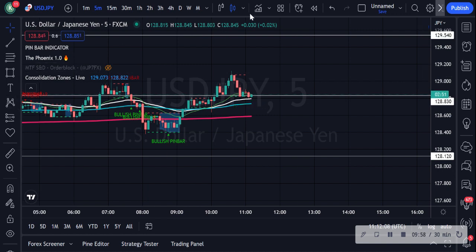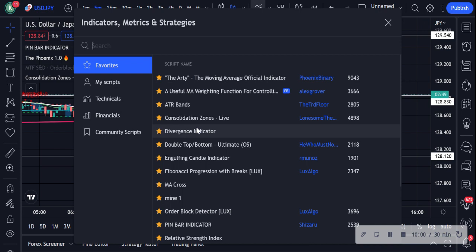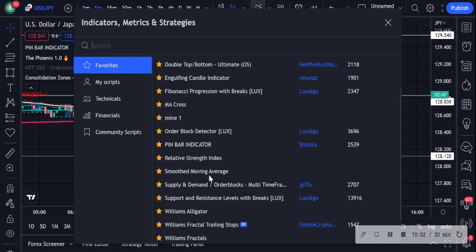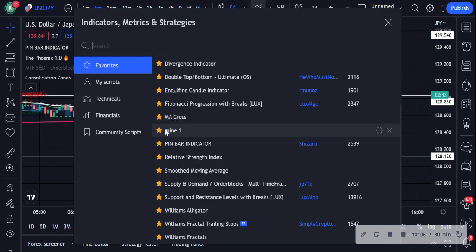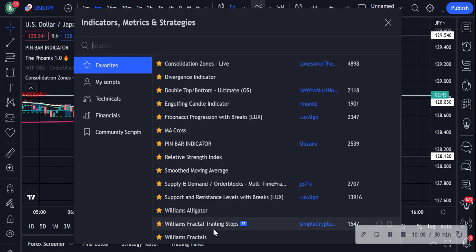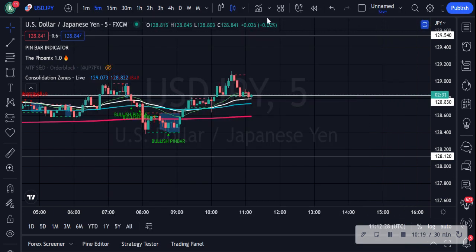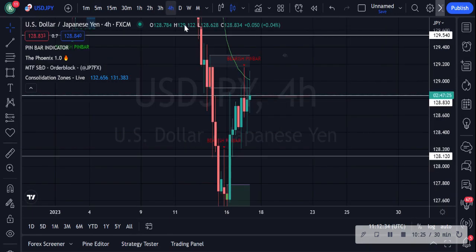But this is a cool one, right? So if you just go to your indicators tab, let's just take that out. Bear with me, guys. Where's that one? There we go: Supply and Demand Order Blocks Multi-Time Frame by JP7FX. That's a pretty cool one, to be fair, right? I mean, I'm just testing. Like I said, I put it mostly on the higher time frames, just to identify where price could possibly go down to.